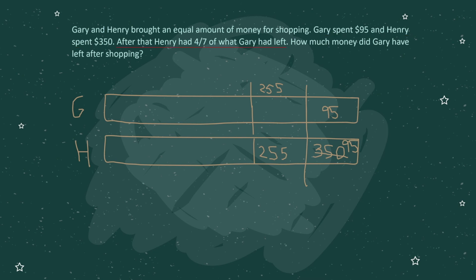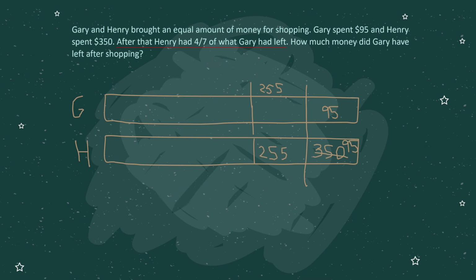Now, the final part of the question. After Henry has spent his money, what he had is 4/7 of what Gary had left. Now, what Gary has left is this, and what Henry has left is this length. So this means that if we divide Gary's leftover bar into 7 parts, the length of Henry's bar will take 4 parts. So we could do that.